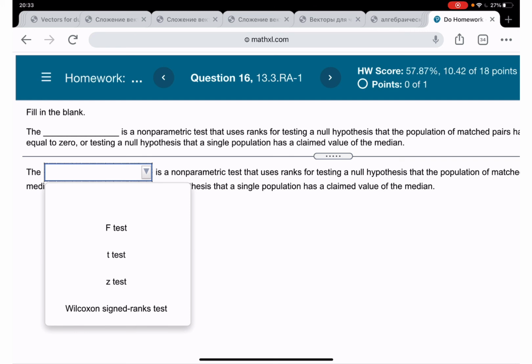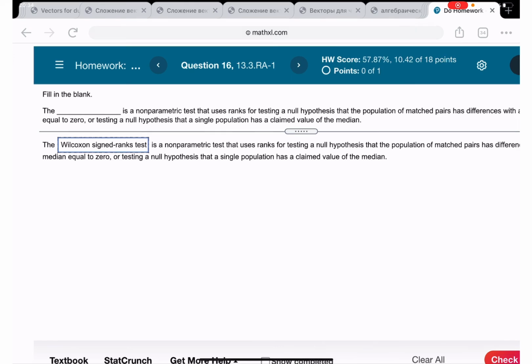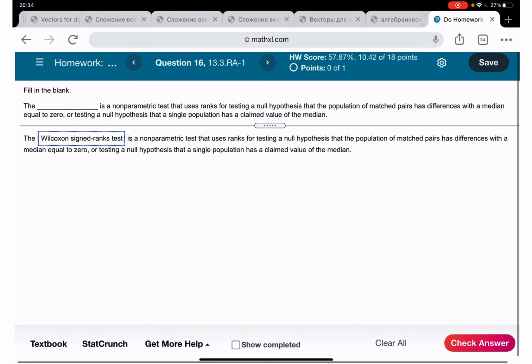Next question. Let me see what it is. It is a non-parametric test that uses ranks. Okay, that's a Wilcoxon. I don't even need to continue because it's using ranks. Wilcoxon signed test, testing a null hypothesis and so on. I don't need to continue because among these suggestions only Wilcoxon uses ranks.